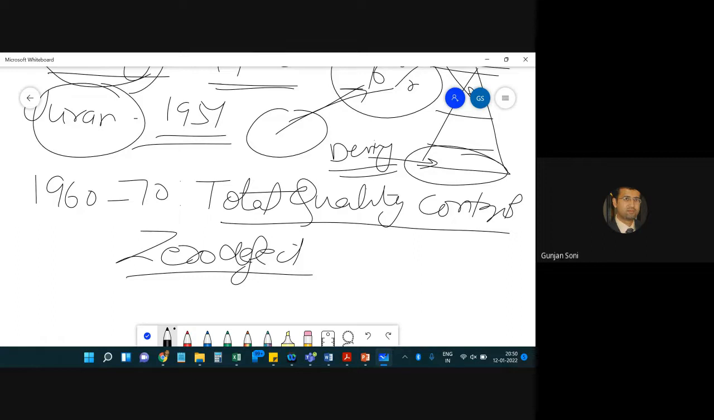So with total quality control and the concepts given by Juran, the worker was now being treated more like a human, and the participation of the worker was considered a very important aspect. In order to uplift the quality of the product, the worker should be involved, not just checking it, but he can give suggestions also. Then total quality management evolved after that.